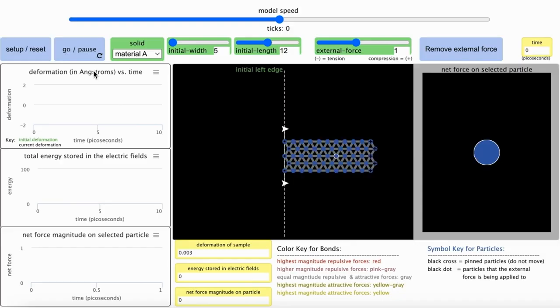A visualizer shows the model for the solid from the initial left edge, with dots connected by colored lines. The colors of the line range from red, when the bond has the highest repulsive force, to yellow, when the bond has the highest attractive force.